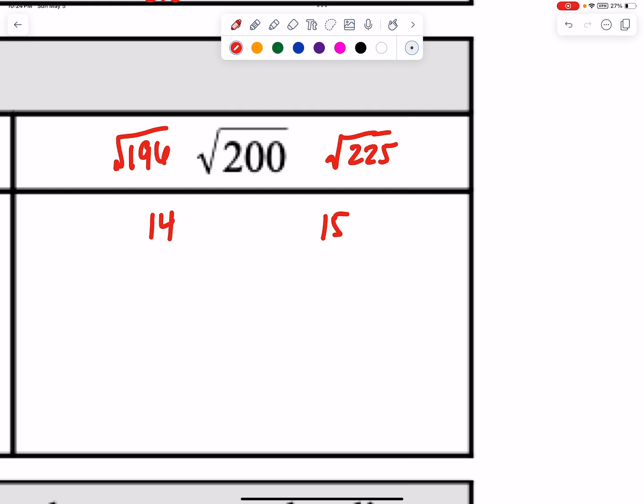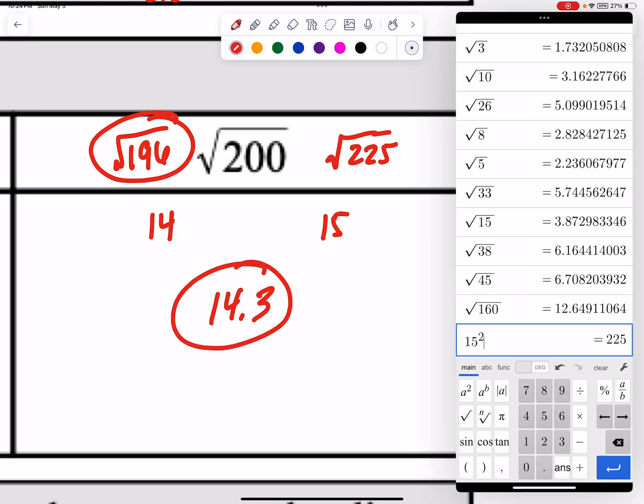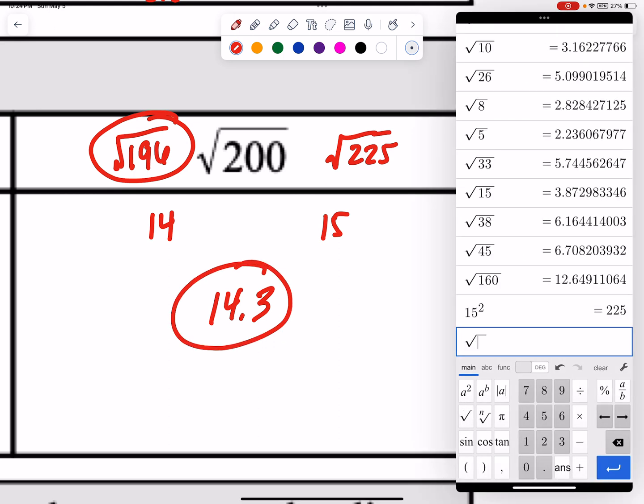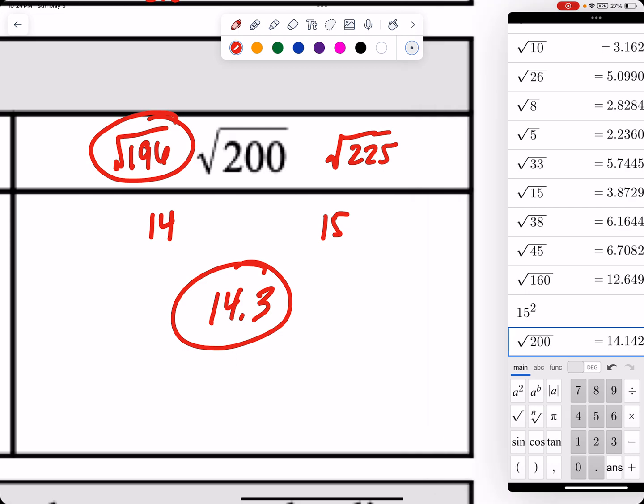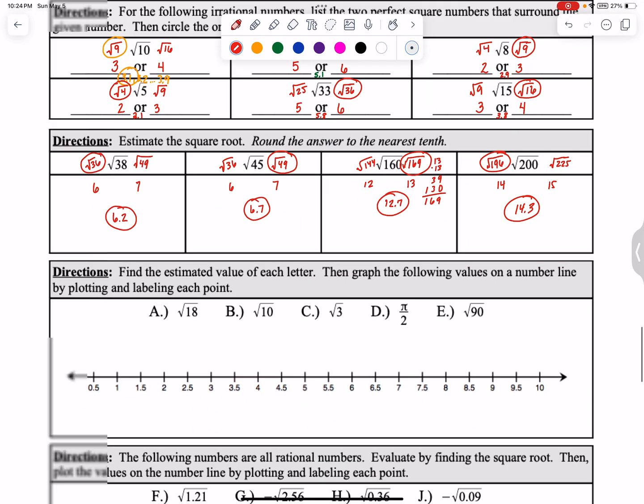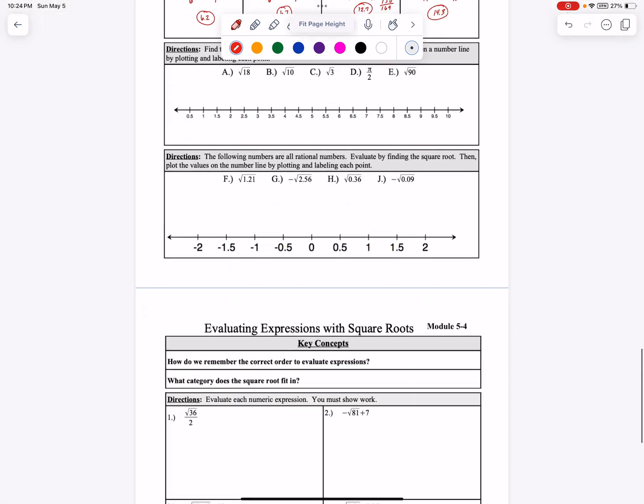Okay, so 200 is pretty closer to 196, square root of 196 for sure. So 200's got to be 14 point, I'm going to go with 14.3. Okay, because it's not super close to 196, but it's pretty close. So that's my guess, 14.3 for square root of 200. 14.1, I was a little off, but it's an estimate. We're still pretty good.